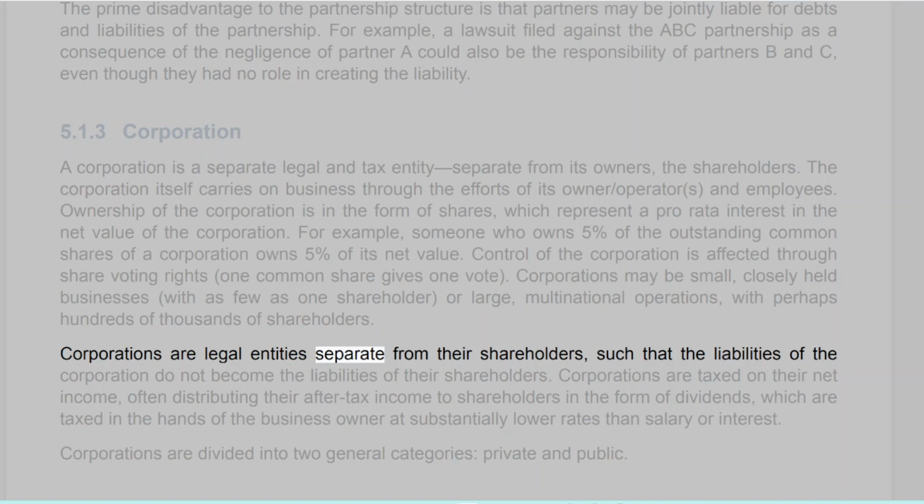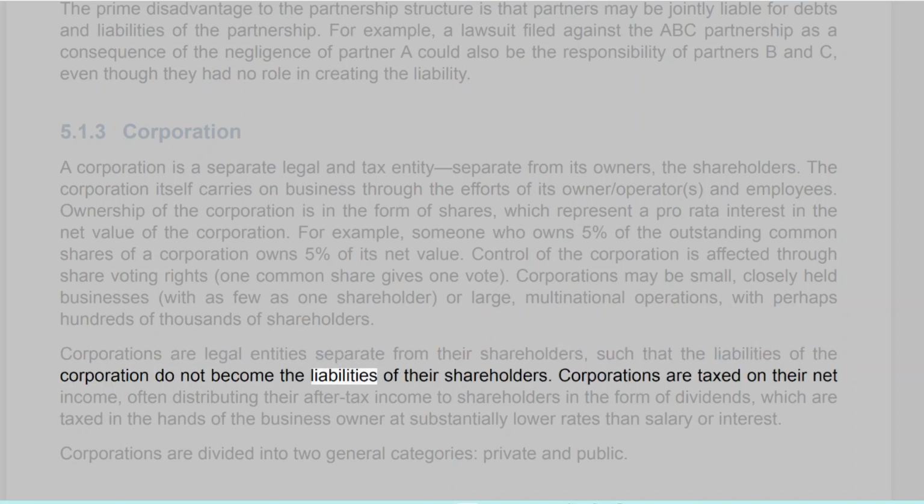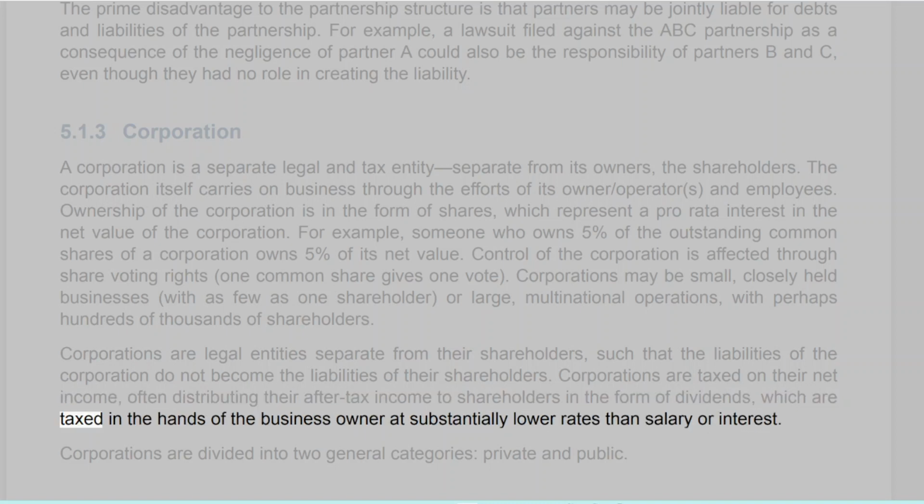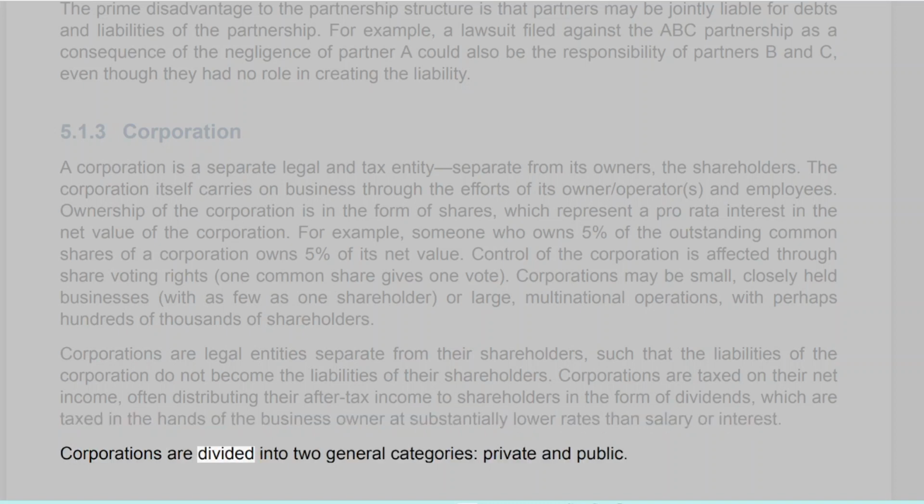Corporations are legal entities separate from their shareholders, such that the liabilities of the corporation do not become the liabilities of their shareholders. Corporations are taxed on their net income, often distributing their after-tax income to shareholders in the form of dividends, which are taxed in the hands of the business owner at substantially lower rates than salary or interest. Corporations are divided into two general categories, private and public.